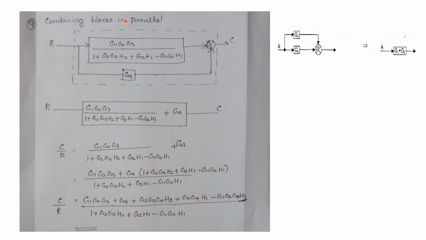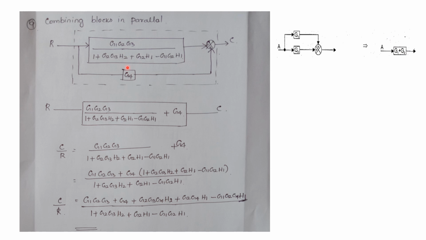Now again we are having a parallel connection. So these two are in parallel because the summer is at the output, that is at last, and also along the two paths the signal is flowing in the same direction. So which means that two blocks are in parallel. When two blocks are in parallel, listen here, when two blocks are in parallel we can directly add the gain.